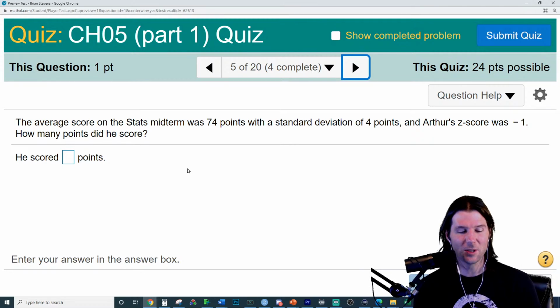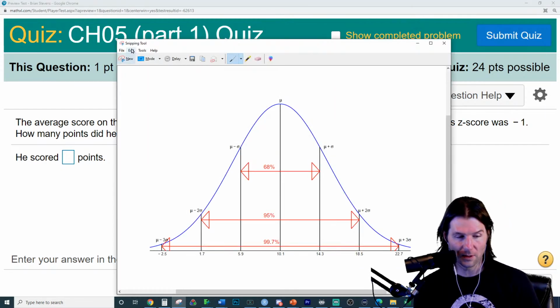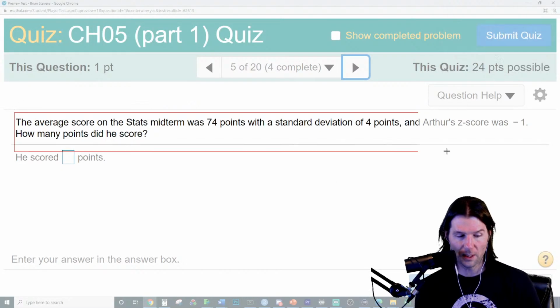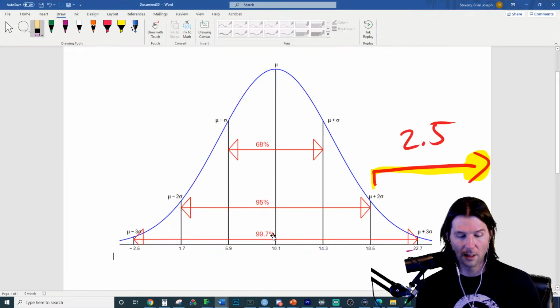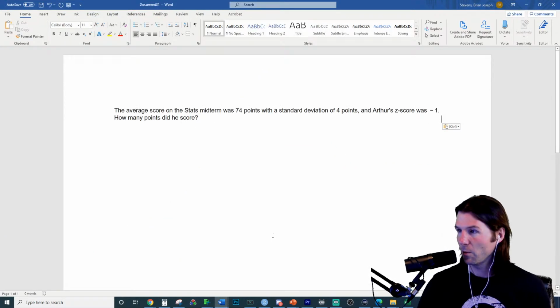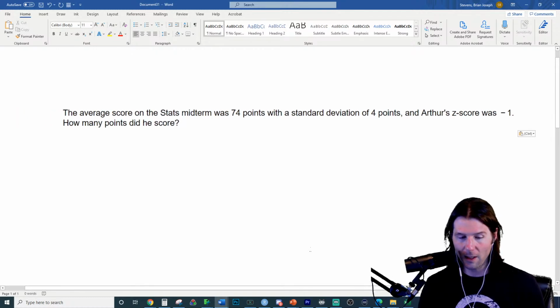The average score on the stats midterm was a 74 with a standard deviation of 4. Arthur says his z-score is a -1. What does that tell you? What is Arthur telling you by saying his z-score is -1? Which, that's not that bad. You did all right, Arthur.